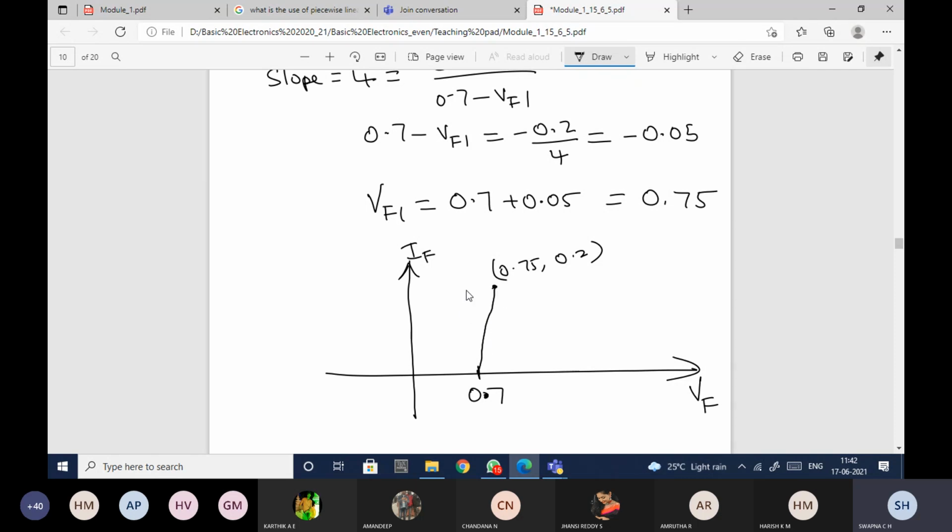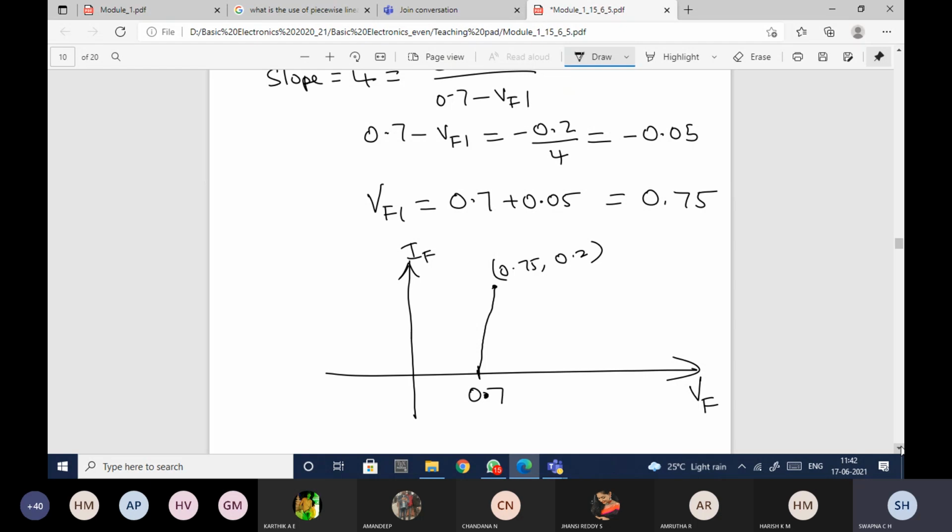This is the piecewise linear characteristics, also said to be the straight line approximation. Anybody have doubts here, you can ask me. Otherwise, I will show you its equivalent circuit. Anybody have doubts here? Okay, fine. So you understood how to plot this, right? Have you all understood how to plot this piecewise linear characteristics? And more specifically, when you don't have the forward characteristics, we'll be using these characteristics.